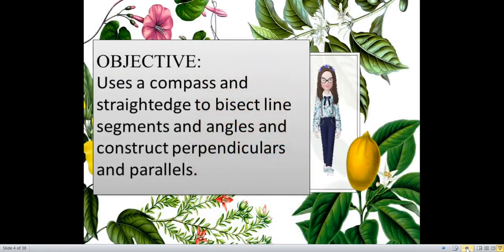Once again, I'm your grade 7 mathematics teacher, Maria Eliza Nunez. Our objective for this week is to use a compass and straight edge to bisect lines, segments, and angles and construct perpendiculars and parallels.